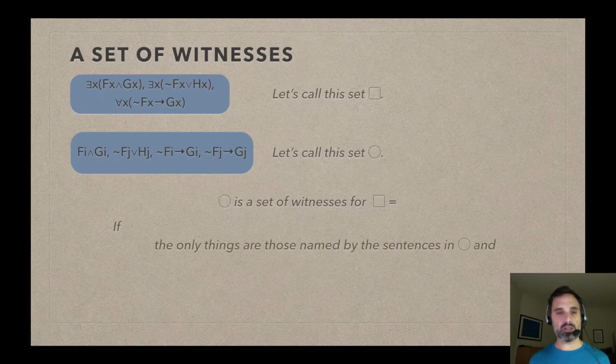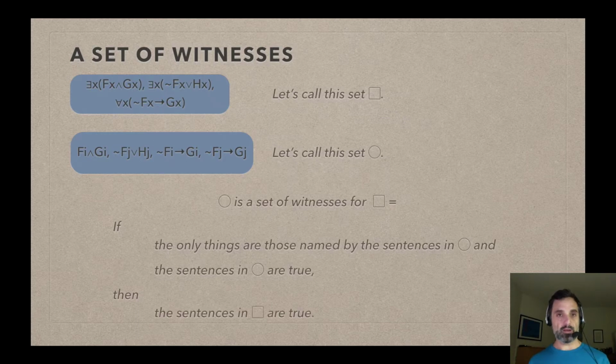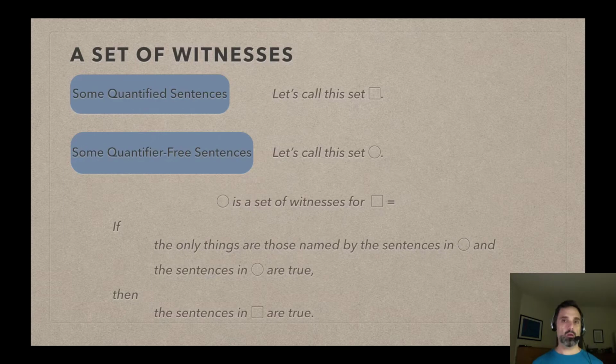Well, suppose that the only things that there are are those that are named by the sentences. So there's a thing named by i, and there's a thing named by j, and that's it. Nothing else. We're not talking about anything else. And suppose that the sentences in circle are true. Then, in fact, the sentences in square would be true. If all of the quantifier-free sentences are true and there's nothing else, then the quantified sentences are also true.